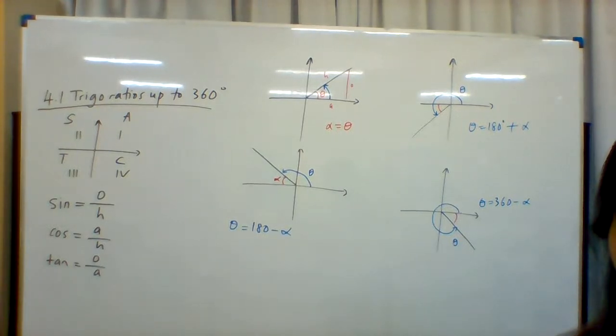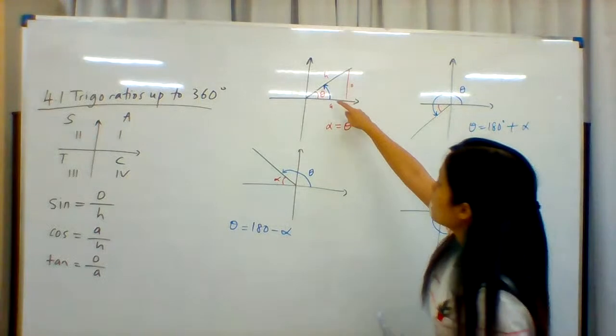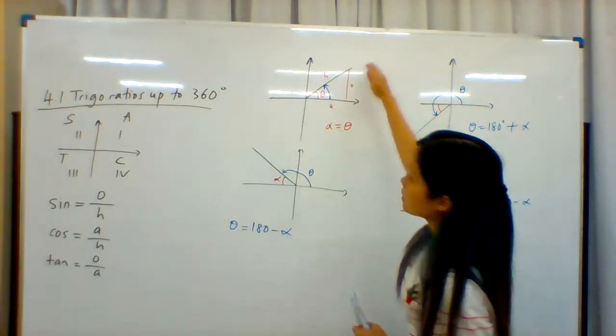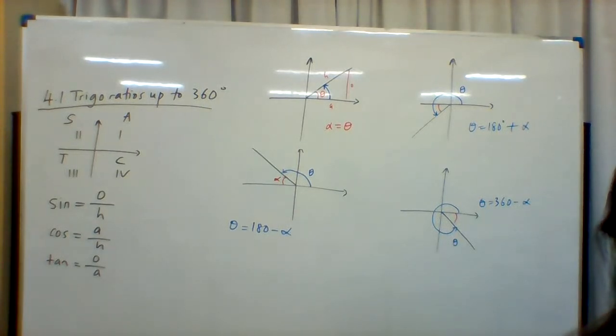Daniel, what don't you understand? Basic angle is basically the angle that starts from your x-axis to whatever this angle is that they ask you to find. Anti-clockwise from the horizontal line, yes.